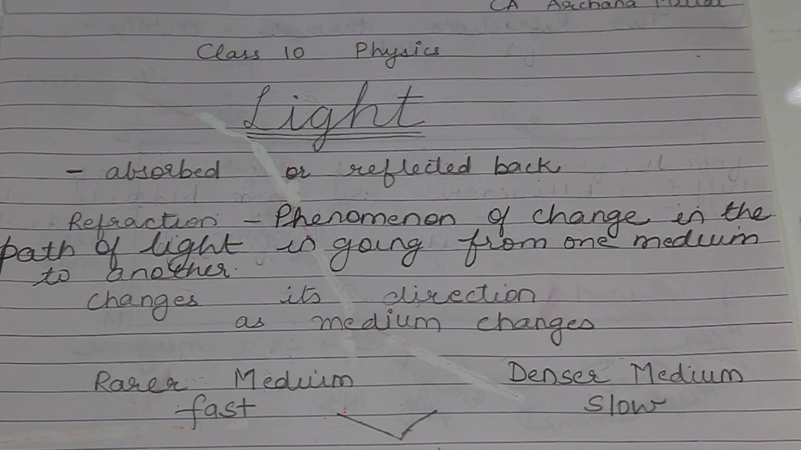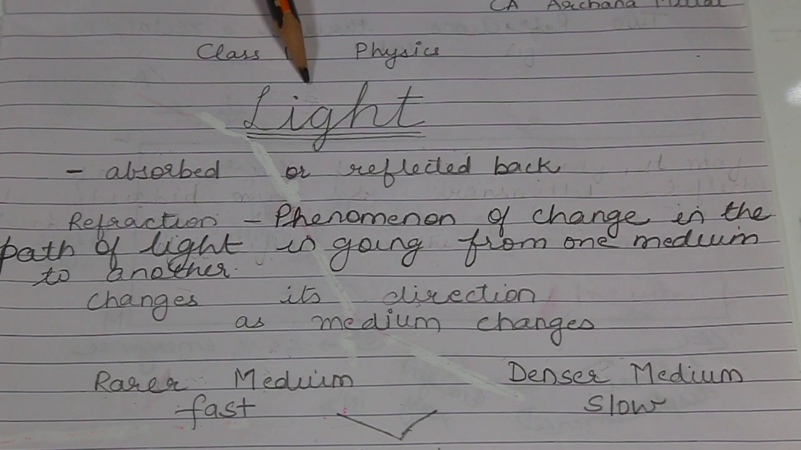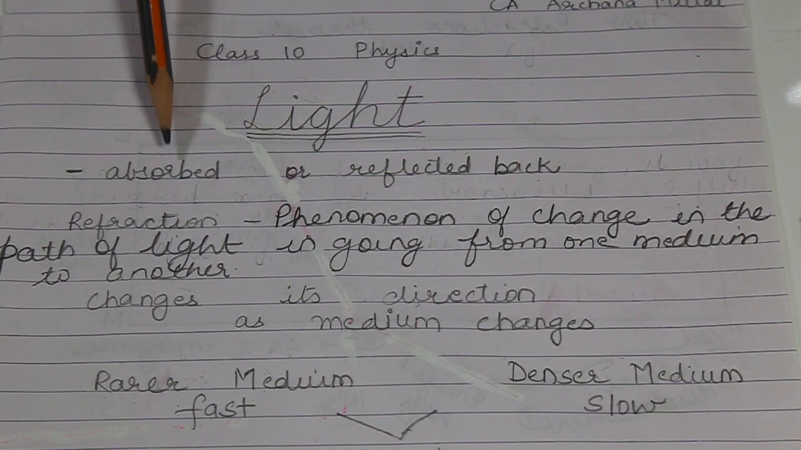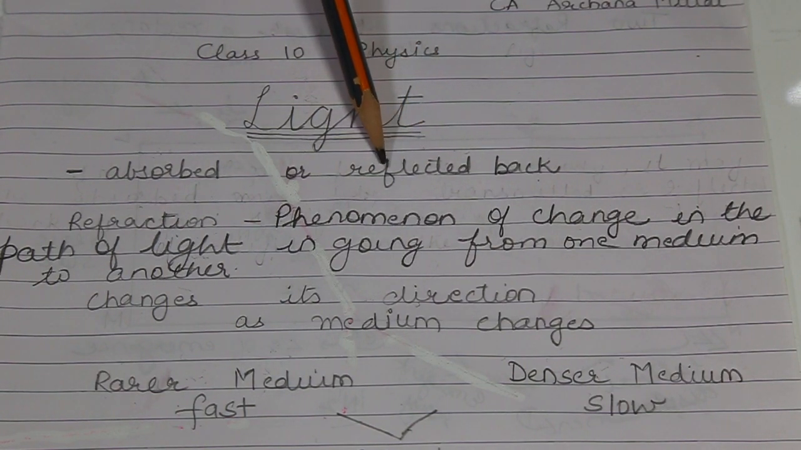In this video, we are going to take up class 10 physics chapter light. What is light? We studied in lower classes that light is a form of energy which produces sensation of sight in our eyes. Light, when it falls on an object, either may be absorbed, as in case of an opaque object, or may be reflected back, as in case of a mirror.